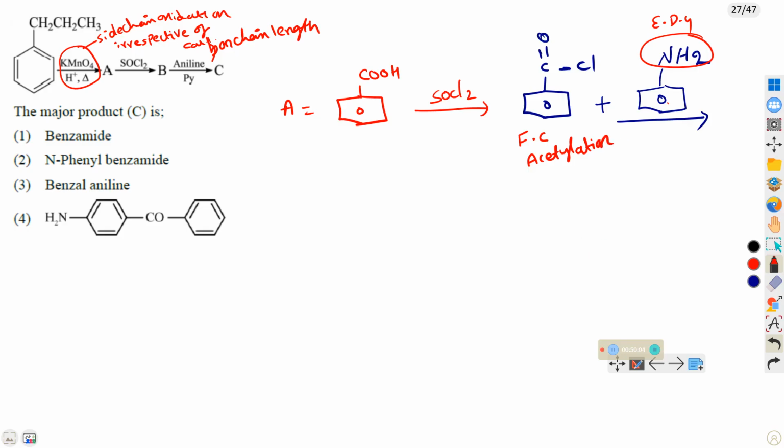Friedel-Crafts acetylation takes place and it gives C6H5, CO, NH, C6H5: N-phenyl benzamide. Second option correct.